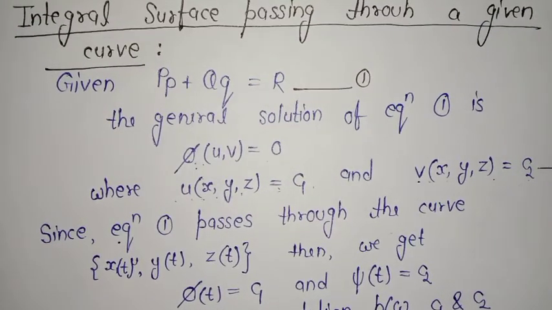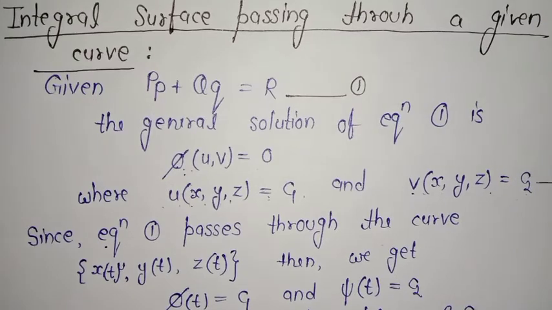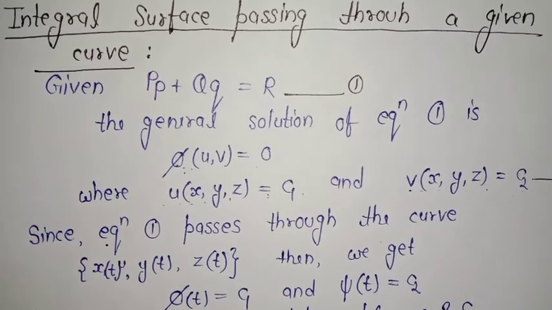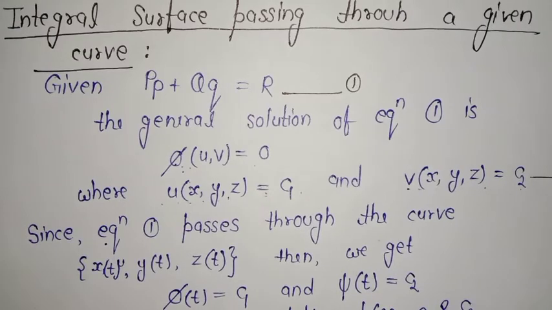In our last video, I was discussing the quasi-linear equation, in which I told you about Lagrange's method to solve a quasi-linear equation, and I also discussed the multiplier method that is also used to solve a quasi-linear equation. Today we will discuss the integral surface passing through a given curve.